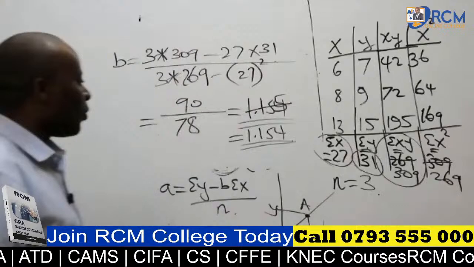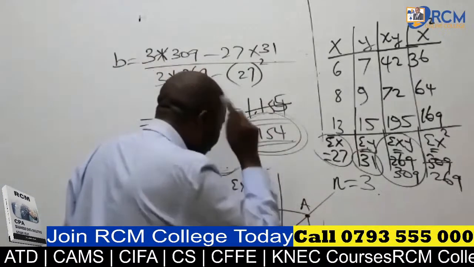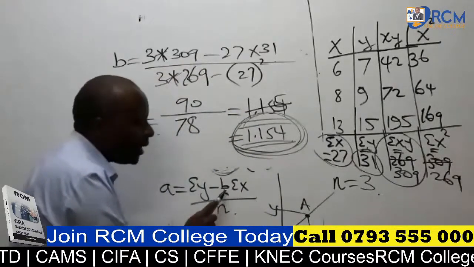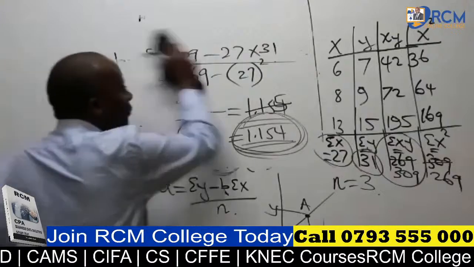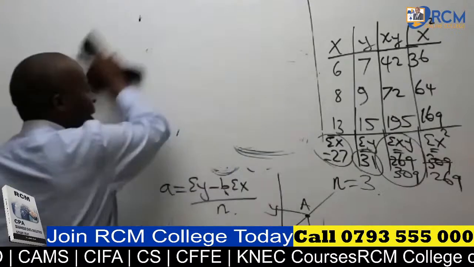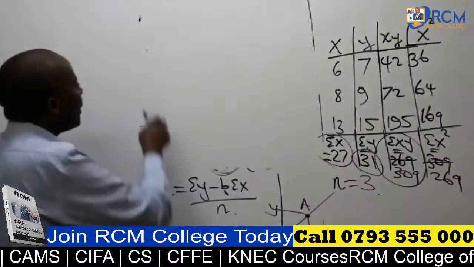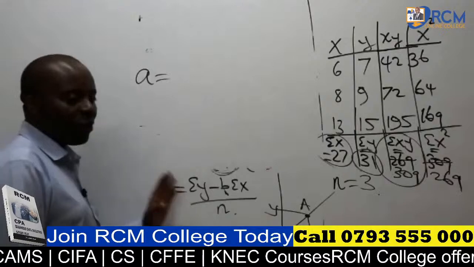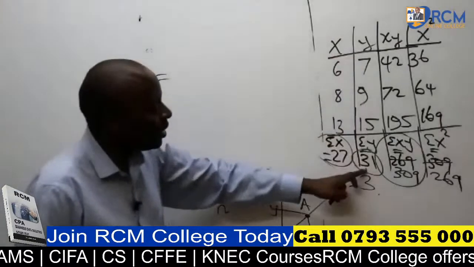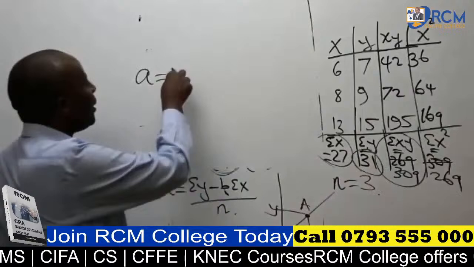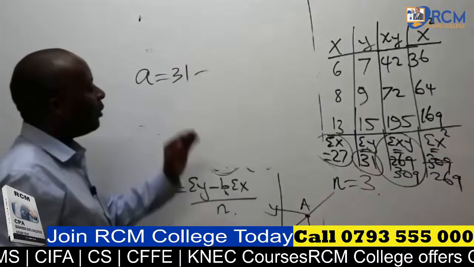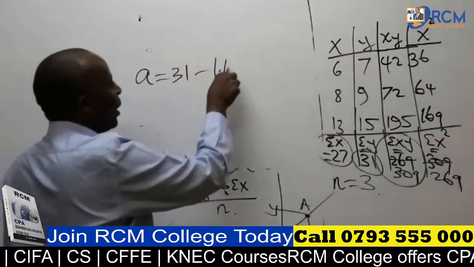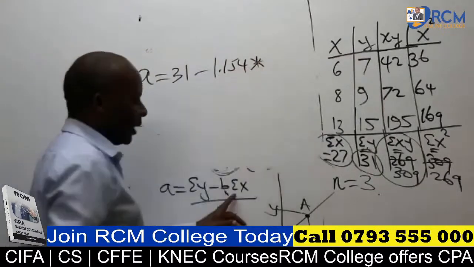Ladies and gentlemen, this figure will be stored somewhere at the back of my mind because while calculating A, I need the value of B. So please give me the value of A. How do we get A? To get A, we take the summation of Y, which is 31, minus the value of B that we got, 1.154, times summation of X.